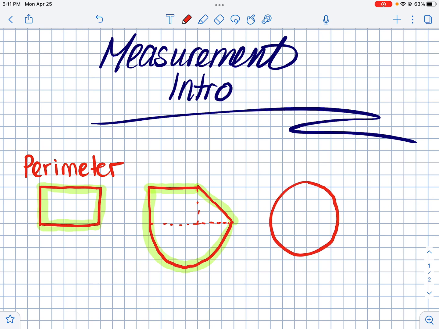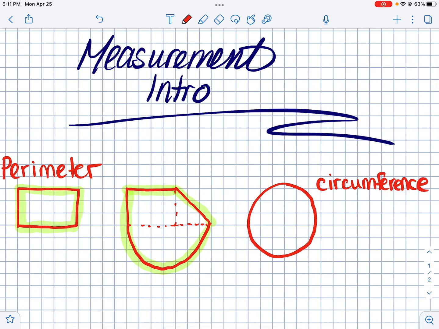Now the perimeter of a circle has a fancy name. Instead of saying the perimeter of a circle, we actually give the circle the name circumference. So instead of the perimeter of a circle, we would say circumference of a circle. And that's just the distance around the outside of a circle.